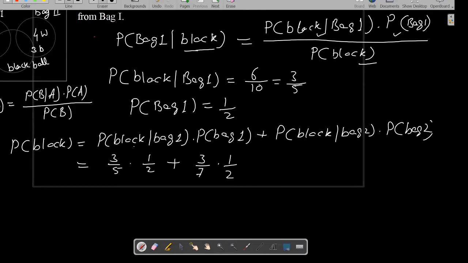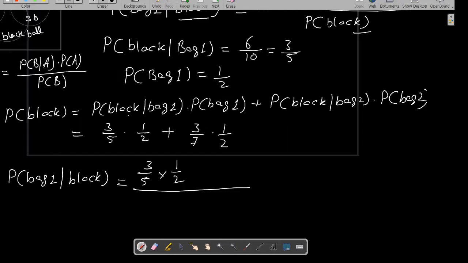Now let us plug in these values in this formula. P of black given bag 1, that is 3 over 5, times P of bag 1, that is 1 over 2, divided by P of black, that is this quantity. So this is 3 over 5 times 1 over 2 plus 3 over 7 times 1 over 2. And this quantity is coming out to be 7 over 12. This is the probability that if a black ball has been drawn, it has been drawn from the bag 1.